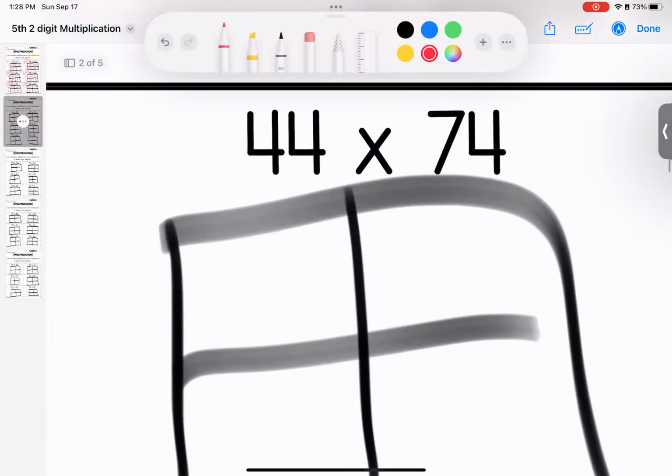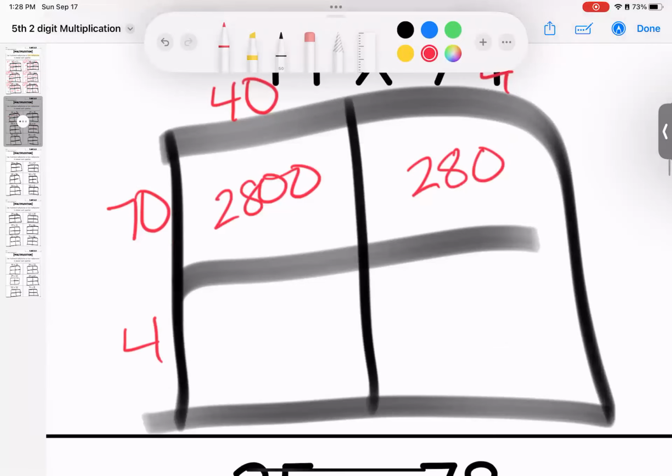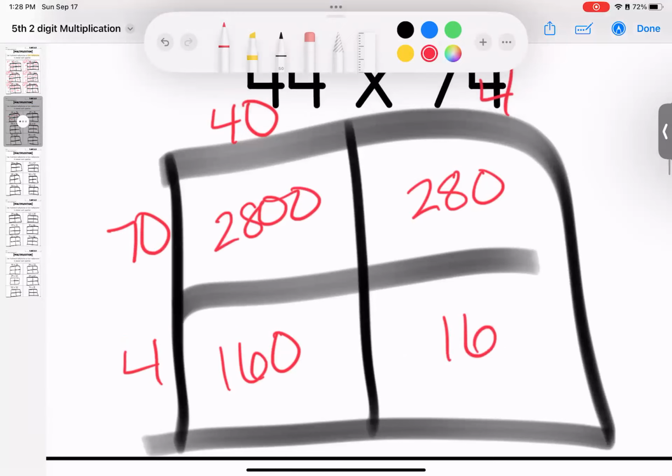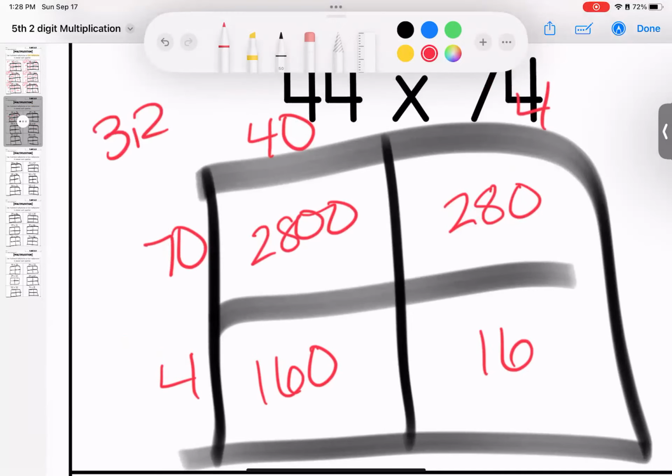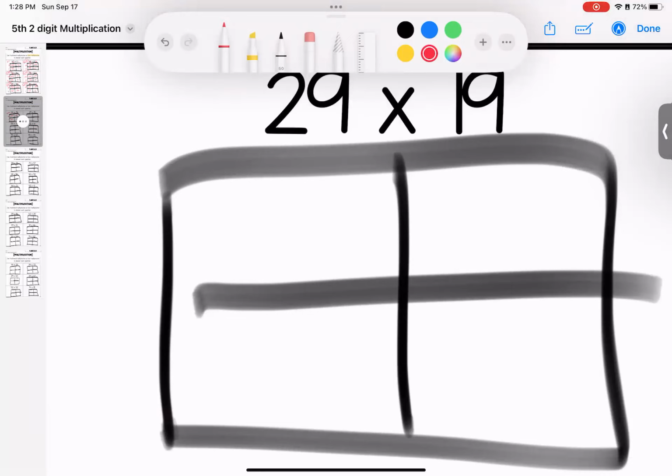All right, next page, we have 40 and 4, 70 and 4. Breaking it down into our pieces, 7 times 4 is 28, 2 zeros. 7 and 4, 28, 1 0. 4 and 4, 16 and a 0. 4 and 4, 16, all together, 3,256.